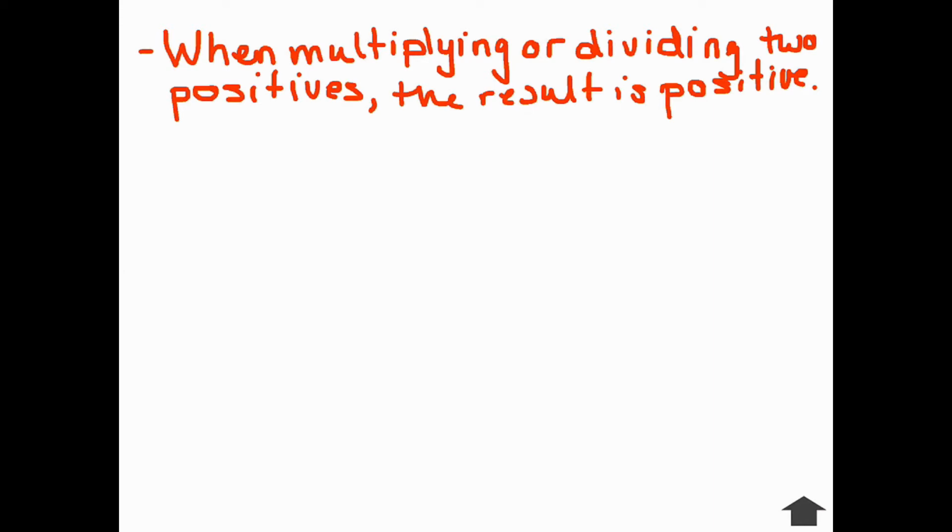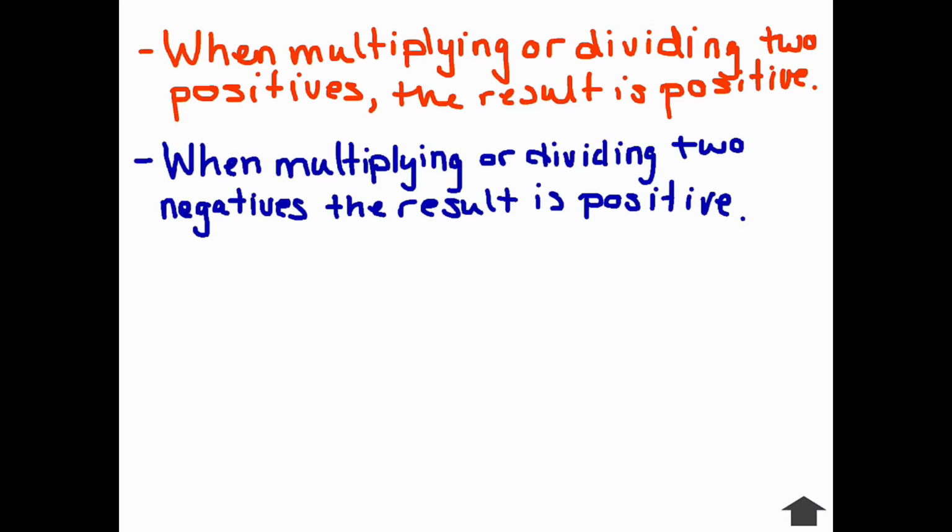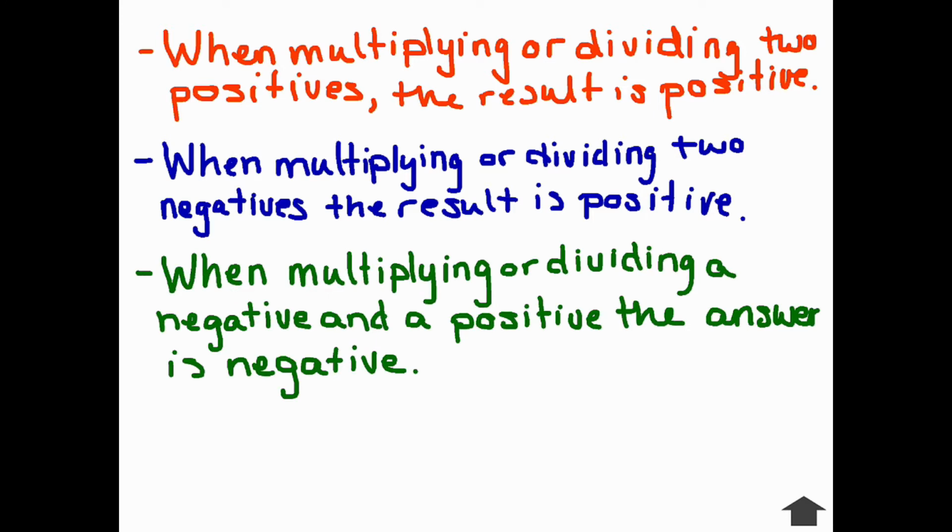First, when multiplying or dividing two positives, the answer is going to be positive. Second, when multiplying or dividing two negatives, the answer is also positive. Third, when multiplying or dividing a negative and a positive, the answer or result is negative. Let's take a look at a couple of examples for each of these different scenarios.